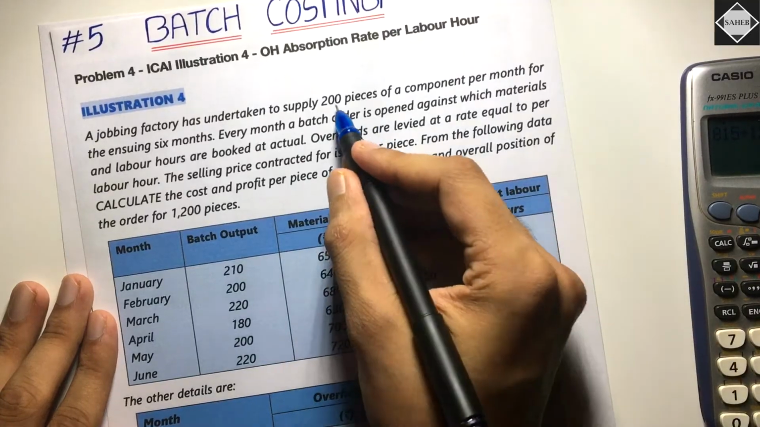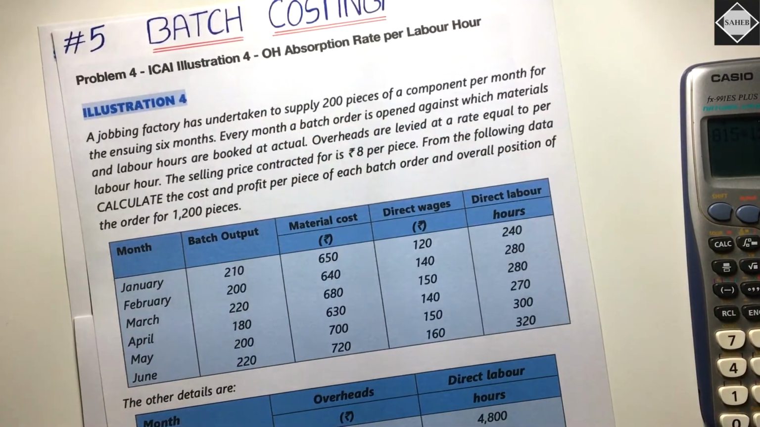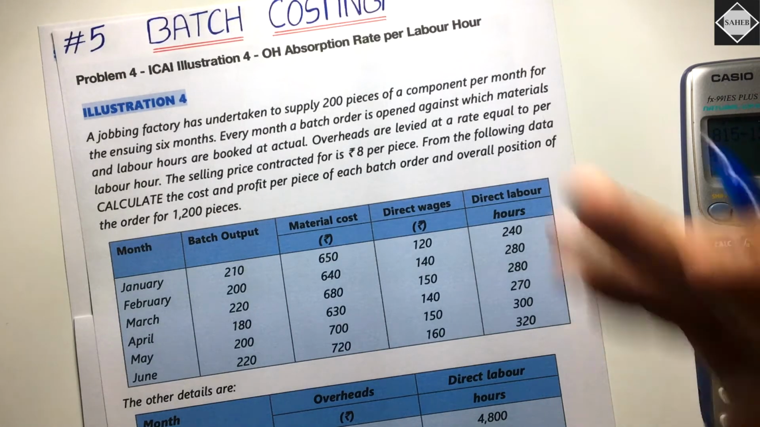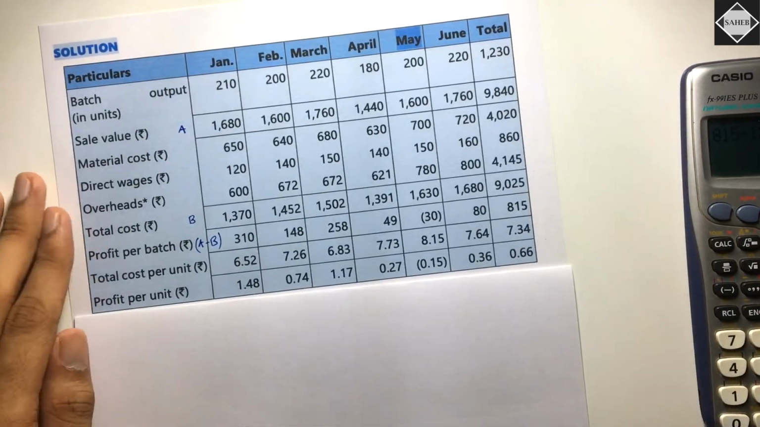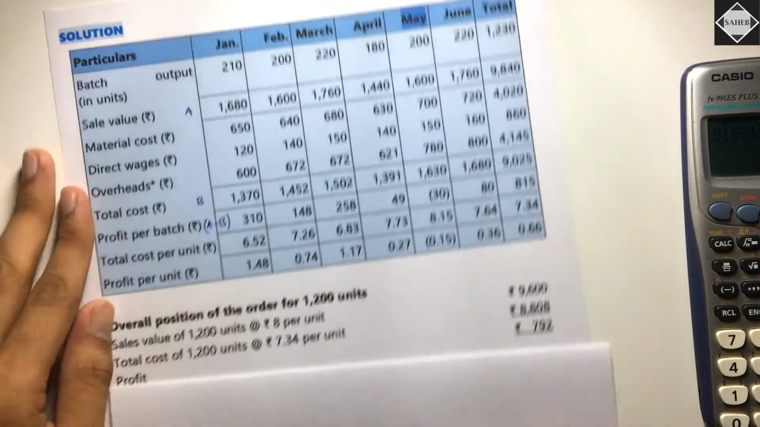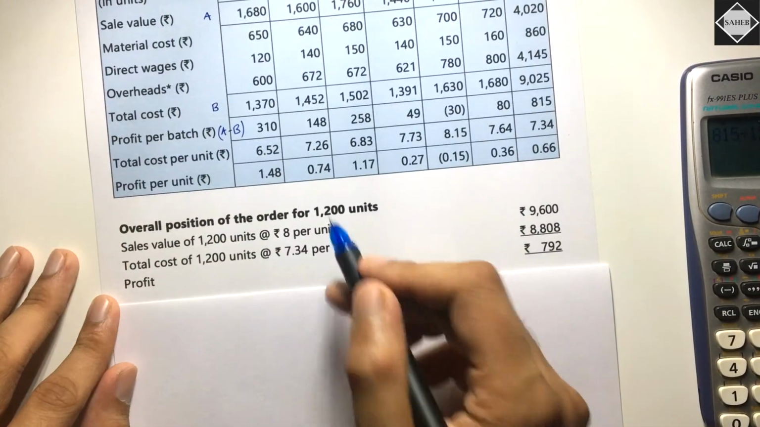It's 1200 pieces, 200 into 6. So we have to calculate what will be the position of that. What do you mean by position? We have to calculate the cost, profit, everything. Is it clear? We can easily do that, right? How can we do that? See here, overall position of the order for 1200 units.